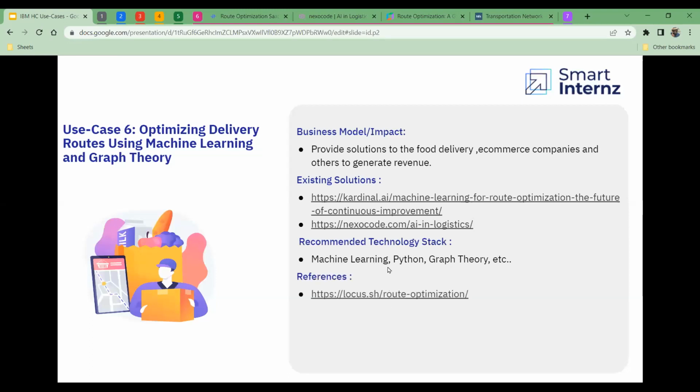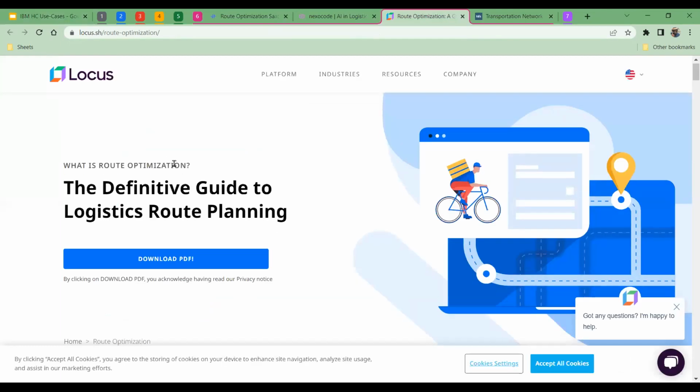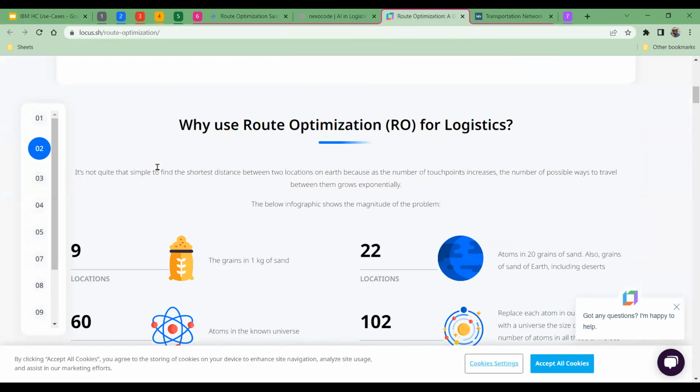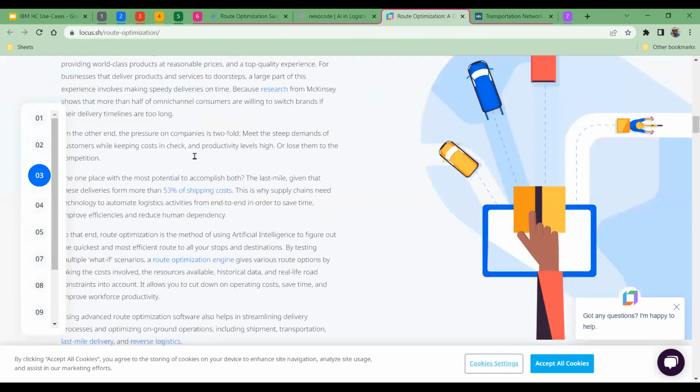So coming to the references. We have these two. This is a route optimization blog, and these two are blogs. They have discussed how route optimization can be done, and how they are going to do it.